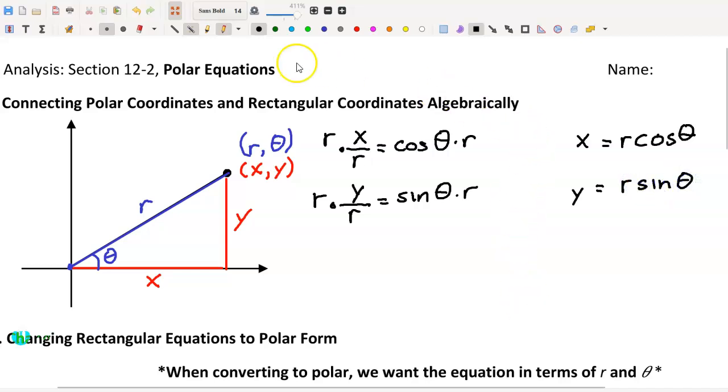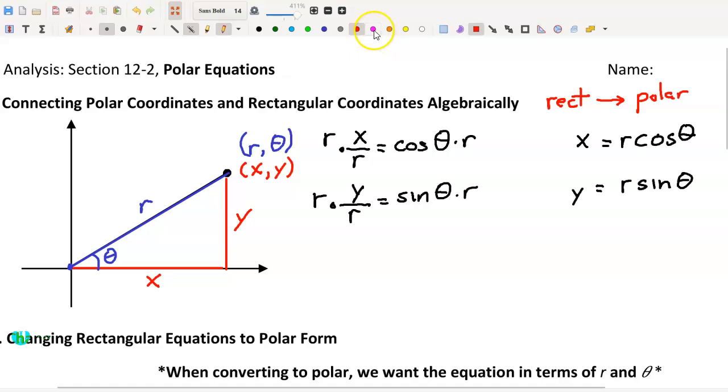So when we're converting back and forth, this left side is going to be the rectangular, and this right side is going to be the polar. So if we have, let's say, a rectangular equation, we could just replace each x and each y with r cosine theta and r sine theta, and that would work to convert it over.